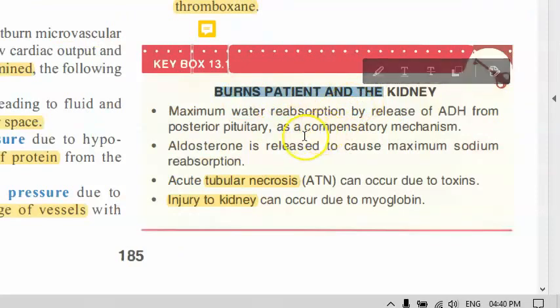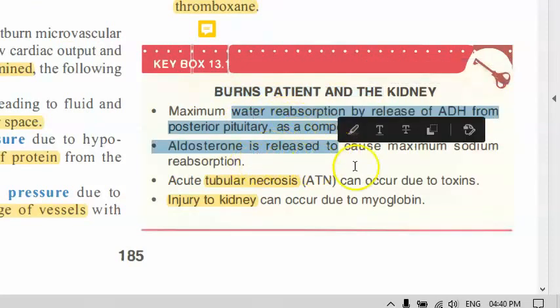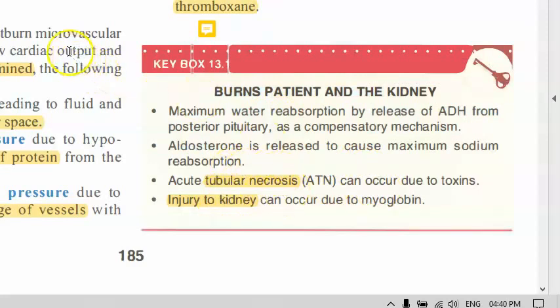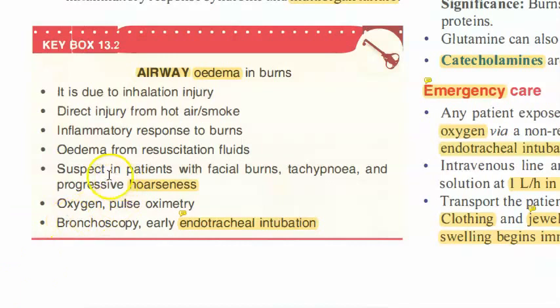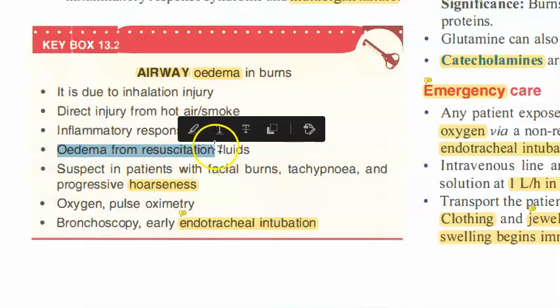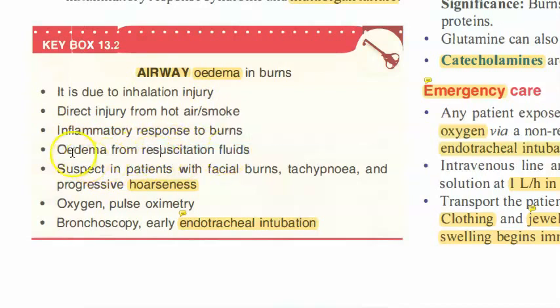Kidney, what will happen? It will try to reabsorb water as a compensatory mechanism. It will try to reabsorb sodium and water. There can be tubular necrosis, injury to kidney due to myoglobin. So let us say the person has been inhaling the smoke. Airway edema in burns is due to inhalation injury, direct injury because of hot air, smoke, and the inflammatory response to burns, and edema from the resuscitation fluid. So you will try to resuscitate with fluids.